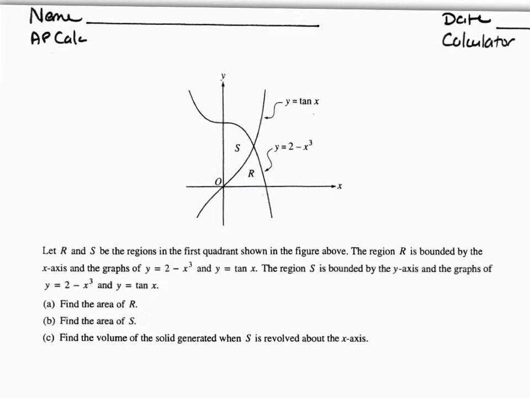Now, they're going to ask us for the area of R and the area of S, so it would be really helpful if we knew where these two functions intersect, the x value and the y value. So we're going to solve the equation 2 minus x cubed equals tan x.